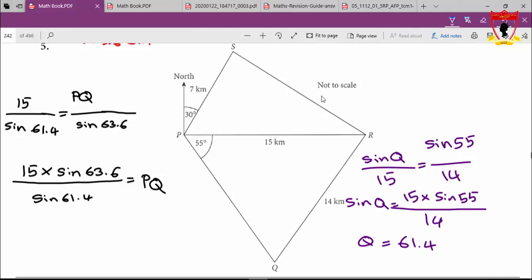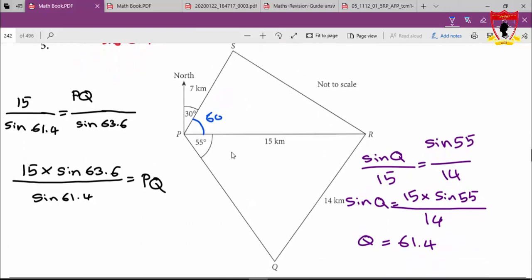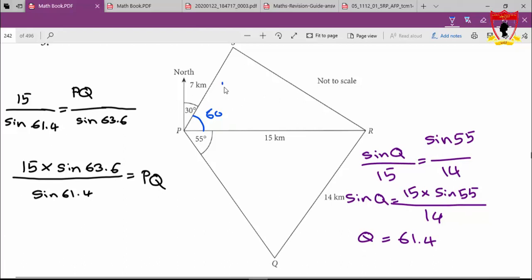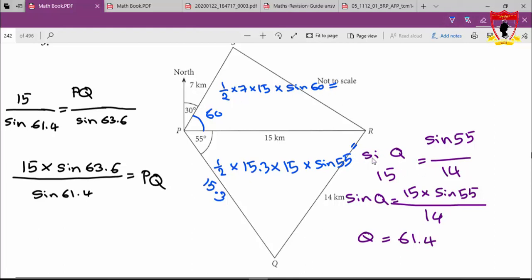We use another rule, which is like this. We're going to use sine of an angle with the two sides around it. Area of this triangle is 1 over 2 ab sine of C, so 1 over 2 times 7 times 15 times sine of 60. And the area of this triangle is 1 over 2 times 15.3, this side was 15.3, times 15 times sine of 55. So these two calculations will give us the area of each triangle, and then we add them up together to get the total area of the quadrilateral.